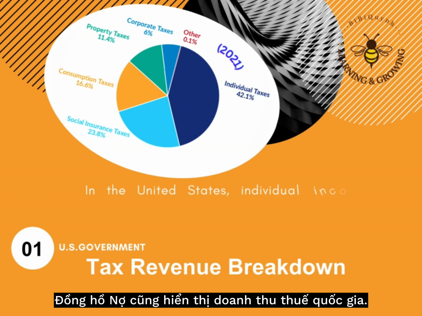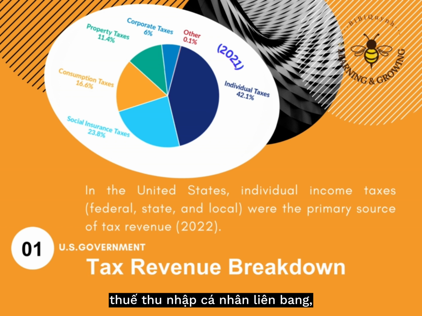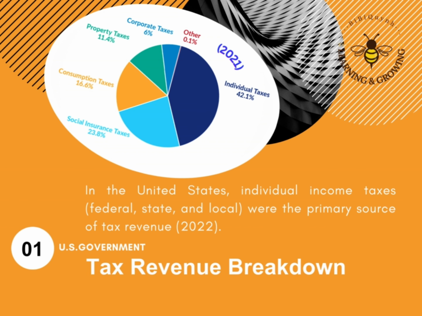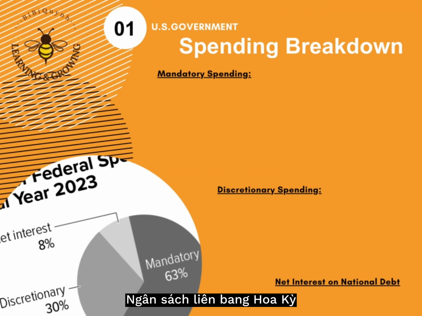The debt clock also shows the national tax revenue. In the United States, individual income taxes, federal, state, and local, were the primary source of tax revenue in 2022, at 53.8% of total tax revenue. Social insurance taxes, including payroll taxes for Social Security and Medicare, made up the second largest share, at 30.4%, followed by consumption taxes and property taxes. Corporate income taxes accounted for 8.7% of total U.S. tax revenue in 2022.